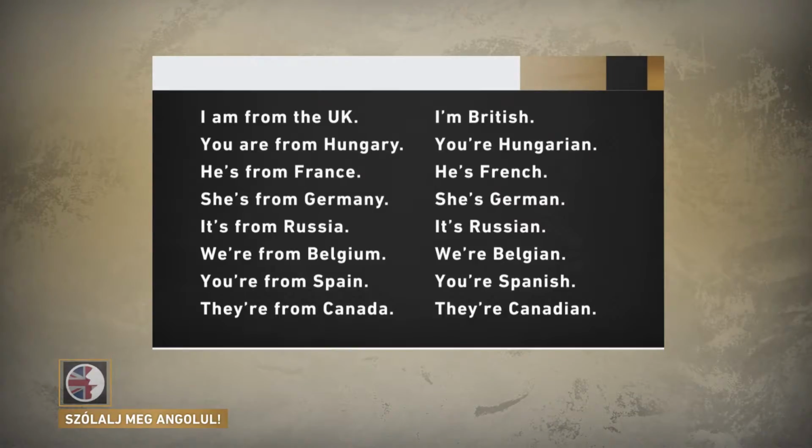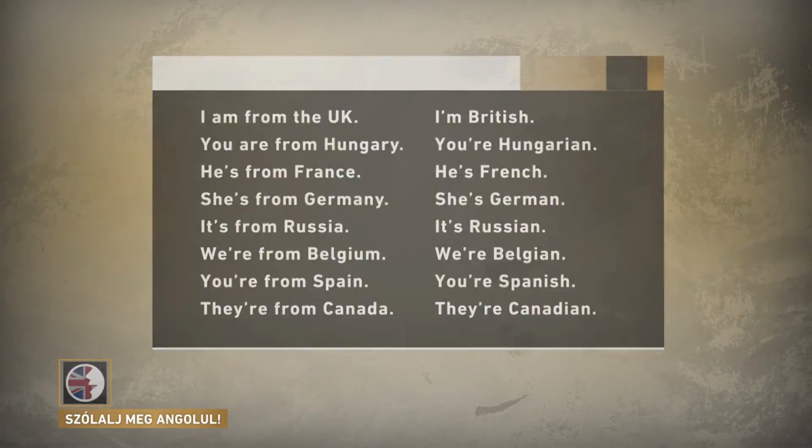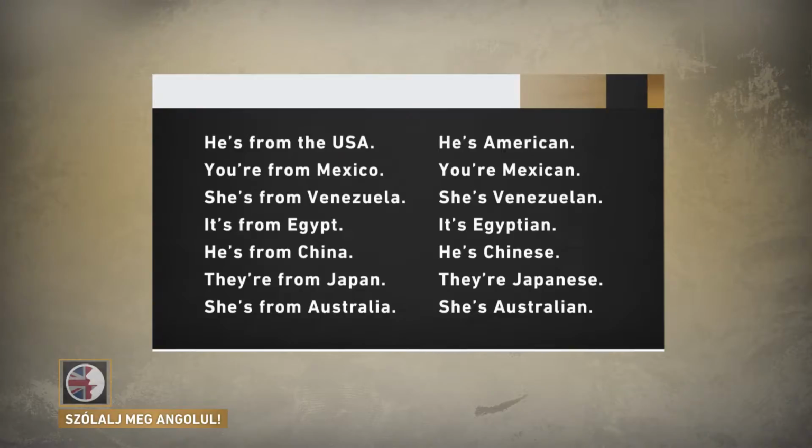They're from Canada. They're Canadian. He's from the USA. He's American. You're from Mexico. You're Mexican. She's from Venezuela. She's Venezuelan. It's from Egypt. He's from China. He's Chinese. They're from Japan. They're Japanese. She's from Australia. She's Australian.